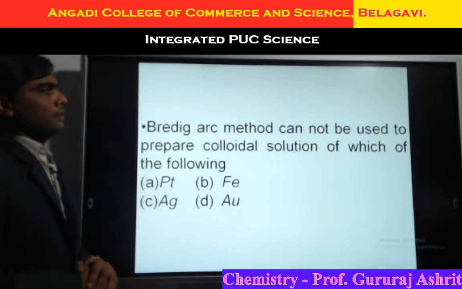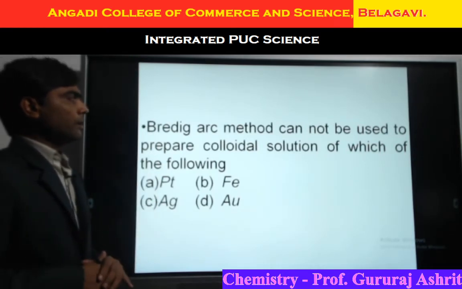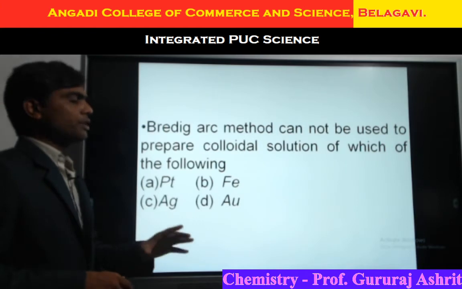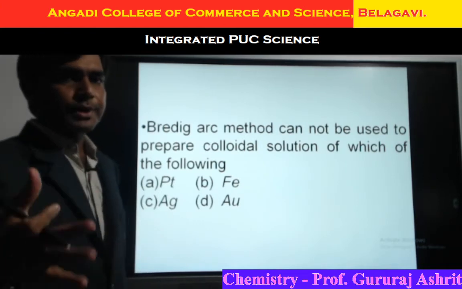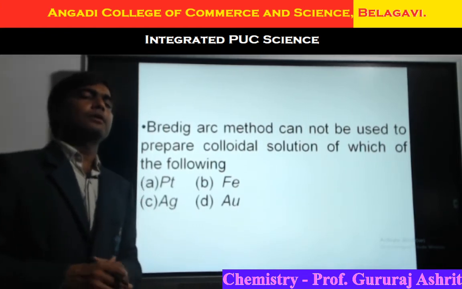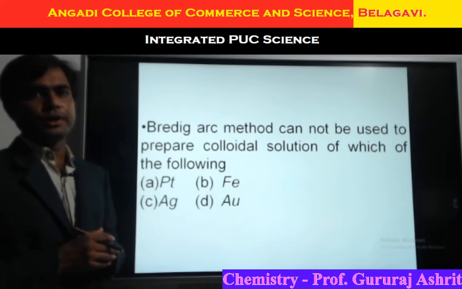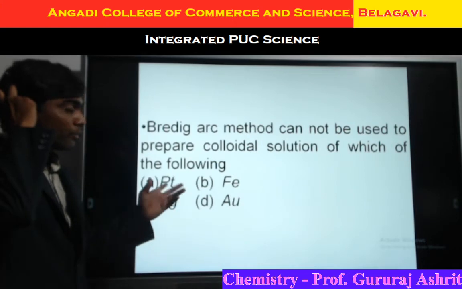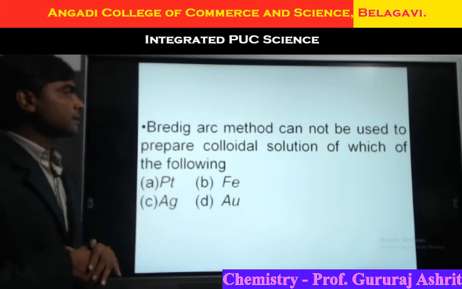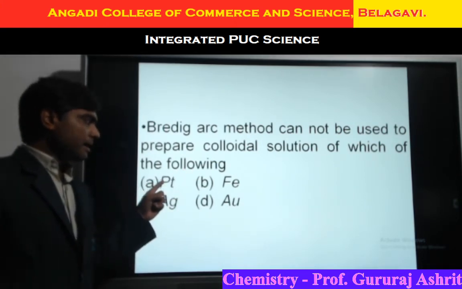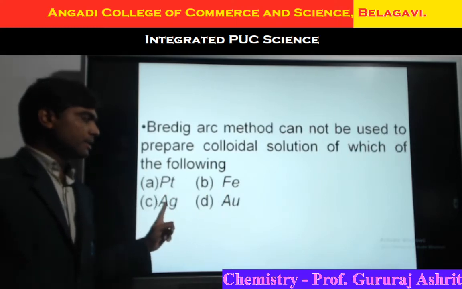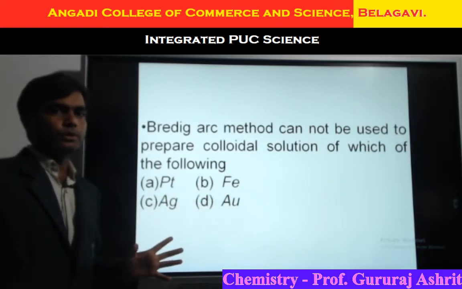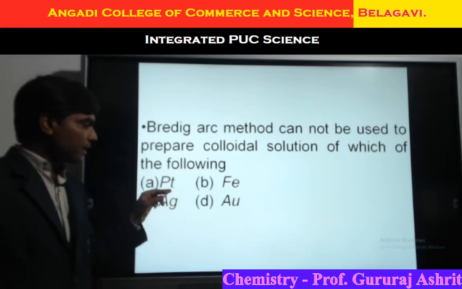Brix arc method cannot be used to prepare colloidal solution of which of the following? So already I explained about the Brix electric arc method, for which metals it is used, everything. So among the 4 metals, whether all are used or one metal is not used, why is he asking the question? First one is platinum, second one is iron, third one is silver, fourth one is gold. Okay, and you can make the classification.